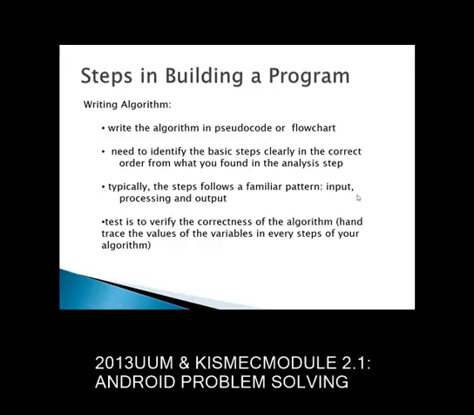and then you need to write an algorithm. An algorithm basically describes the steps, step by step. This is not the source code, not the programming, but basically the description of the steps, what we call a pseudocode or flow chart. You need to identify the basic steps clearly in correct order from what you found in the analysis step, which comes from the analysis previously.